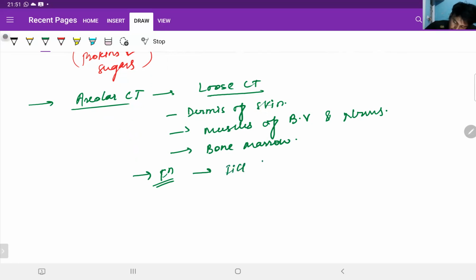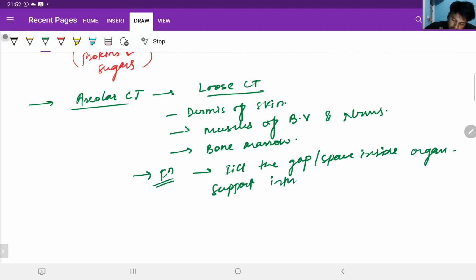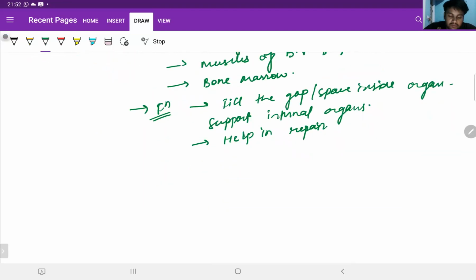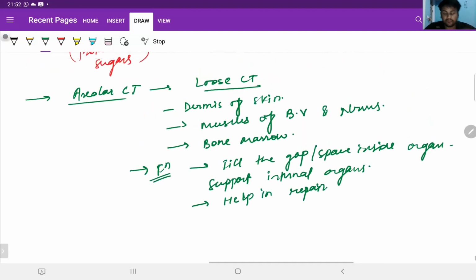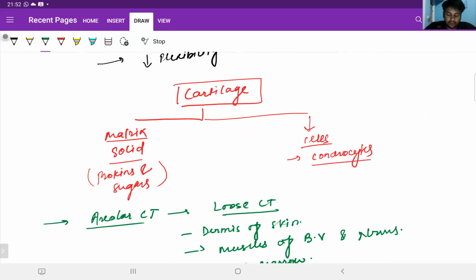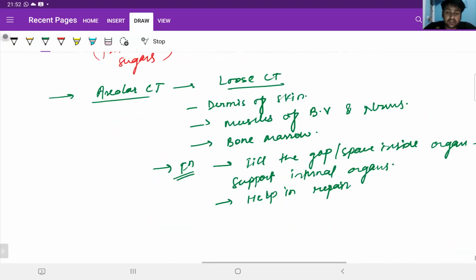So they fill the gap or space inside organs and support internal organs, right? And they are also involved in helping in repair. Then I talked about adipocytes, which are involved in the storage of fat. So this is all about the tissues, connective tissues. In the next class, we'll probably be seeing other types of tissues as well, right?